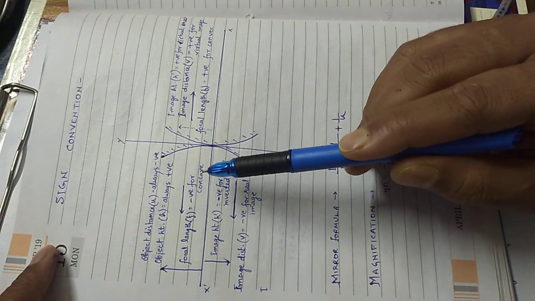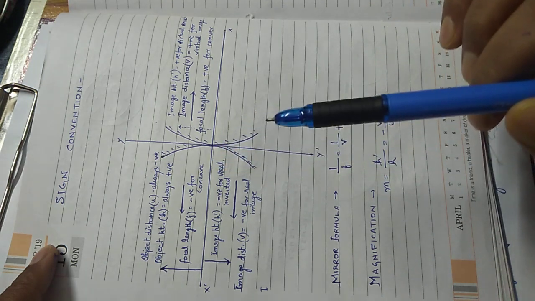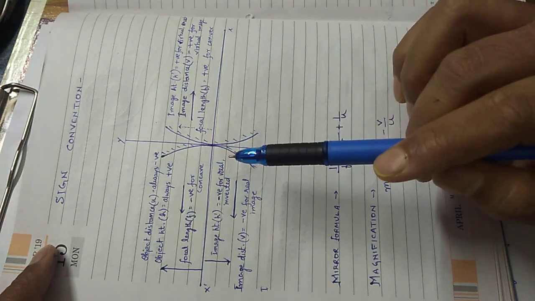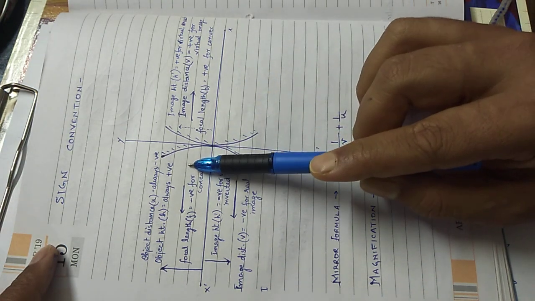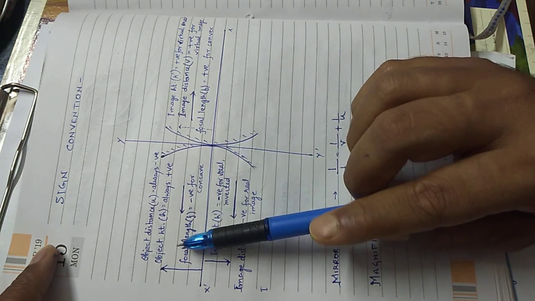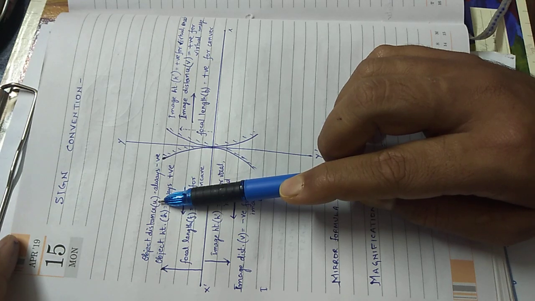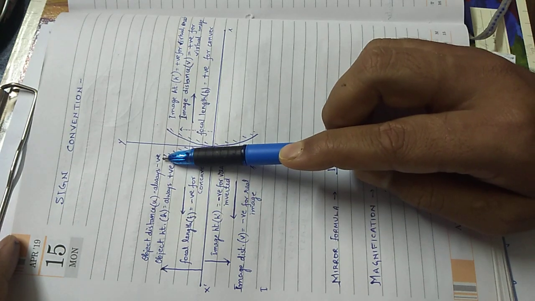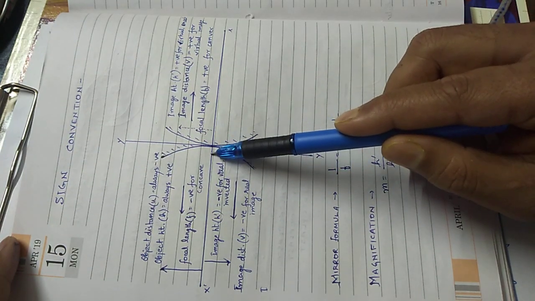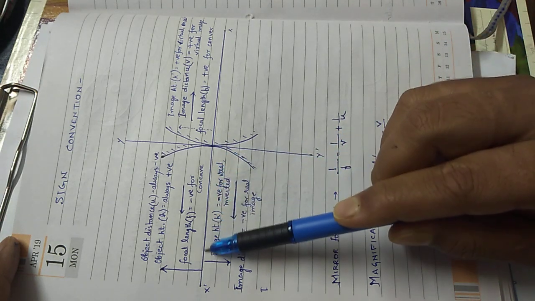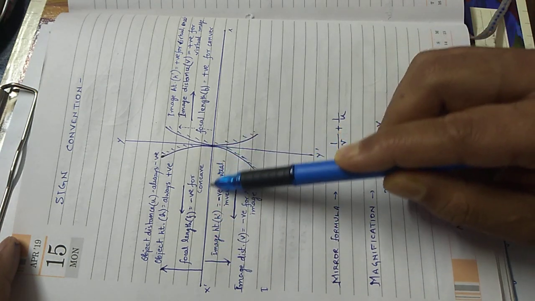Now we know that when we have drawn the ray diagrams, we have seen that objects we always take on the left hand side, and therefore object distance, which is indicated by letter U, always has a negative value, because on the x-axis if we come this side it will have a negative value. This is 0, so this side it will be negative.